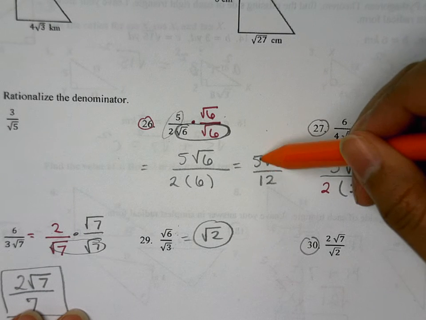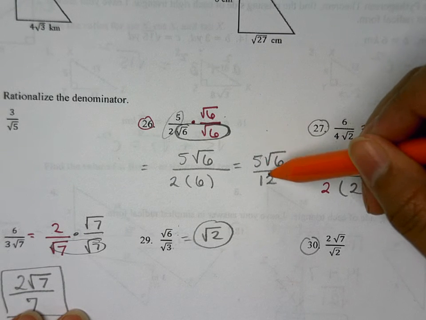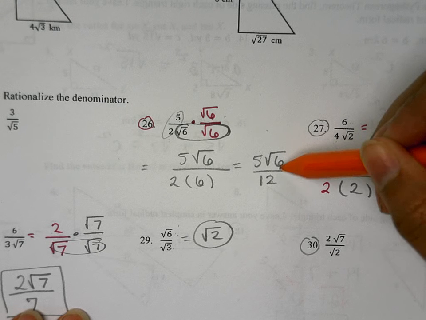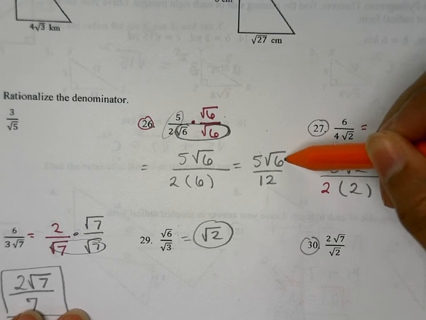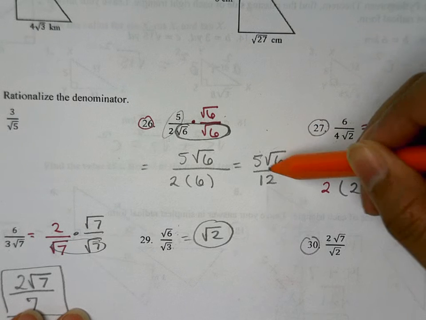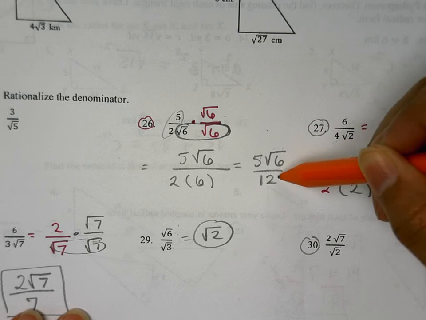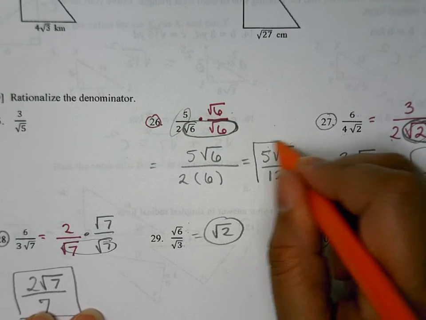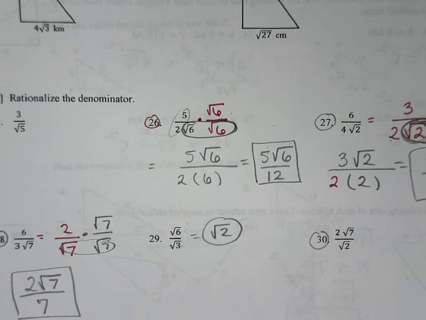Now, these two guys are the only guys you're allowed to reduce. But does anything go into 5 and 12? So we can't. Now, 6 and 12, they're numbers that go into both, but why are we not allowed to reduce them? Because this has a radical and this one does not. So this is your final answer.